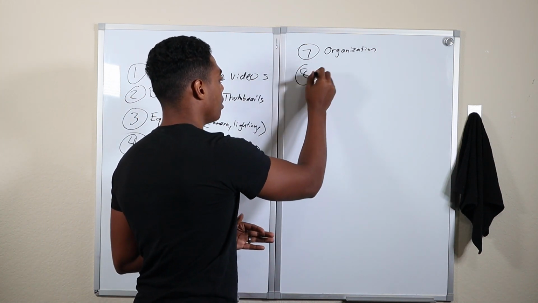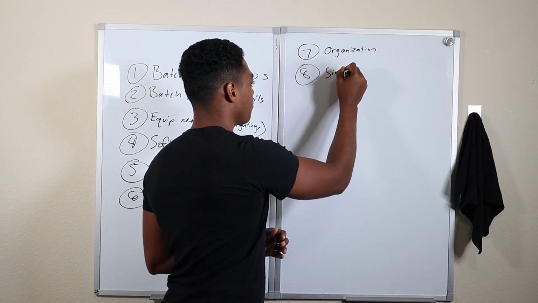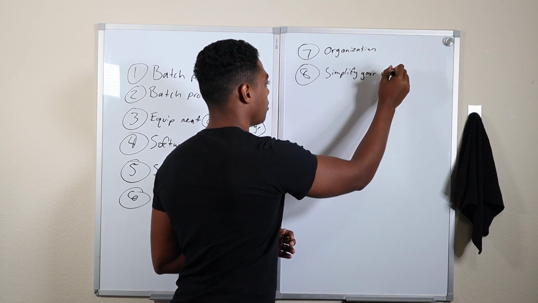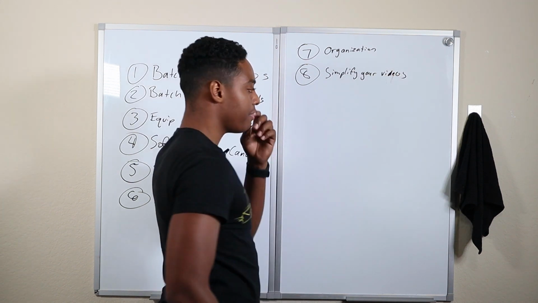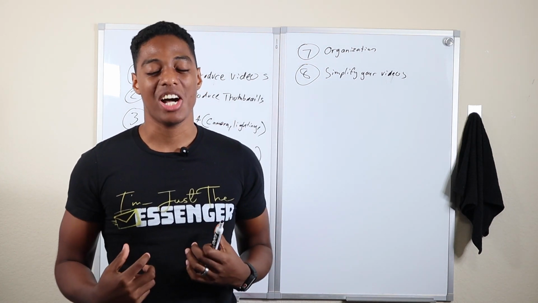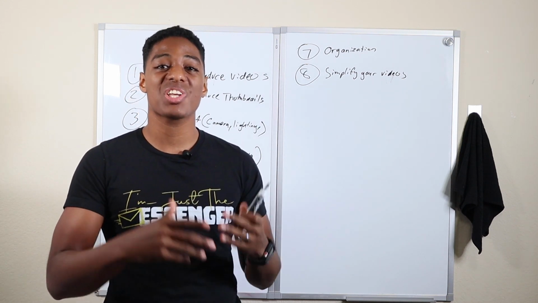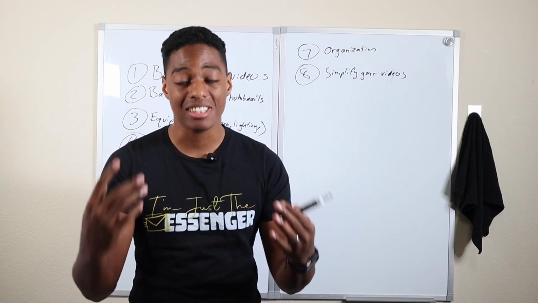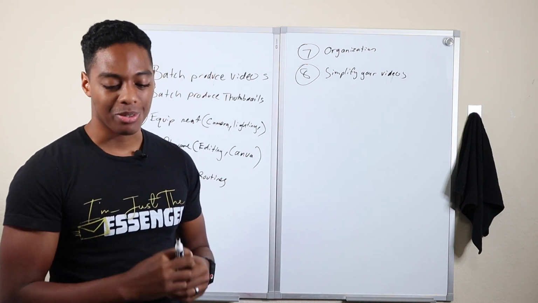All right. So number 8 is simplify your videos. Yes, high quality, very valuable, making sure that they look amazing, but keep it as simple as you possibly can. As you continue to evolve, then you can get more complex in the way that you create your videos, in the way that they look, in the way that your camera does, and in the way that your lighting is. So keep it as simple as possible.